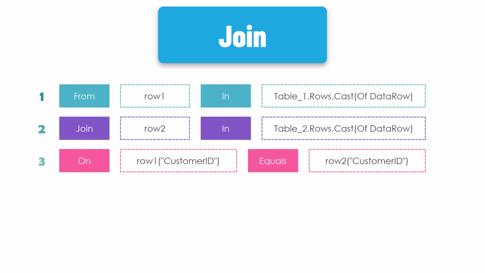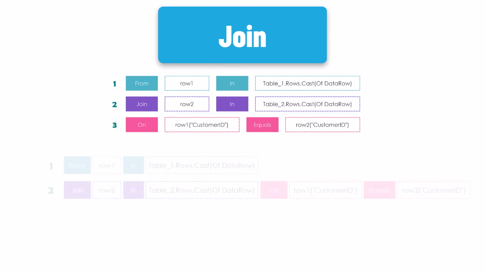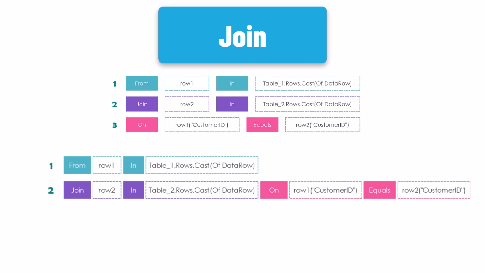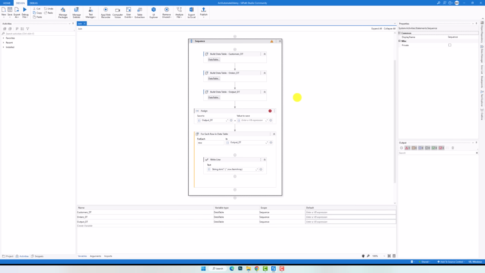I wrote the statements in 3 lines, but I can also write them in 2 lines in this way. There is no difference between both queries. After that, we can use select clause to select the data we want from both tables. Let's now switch to UiPath to see how to implement inner join in UiPath using join clause.